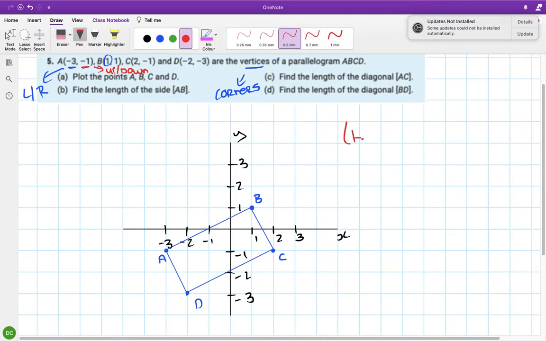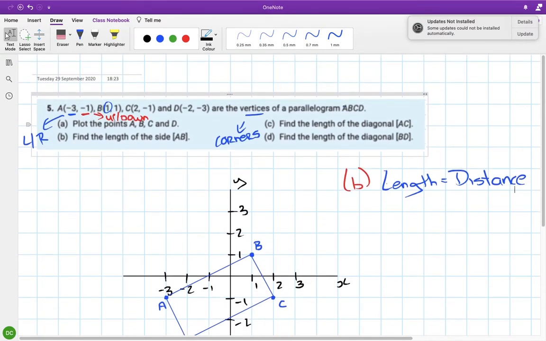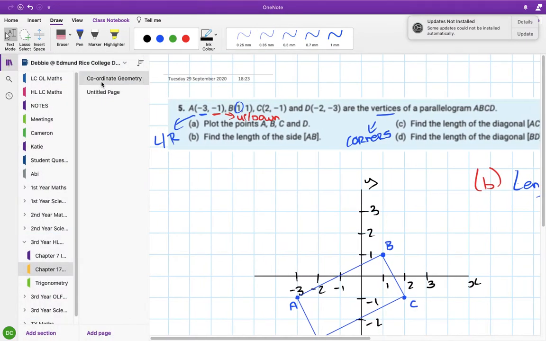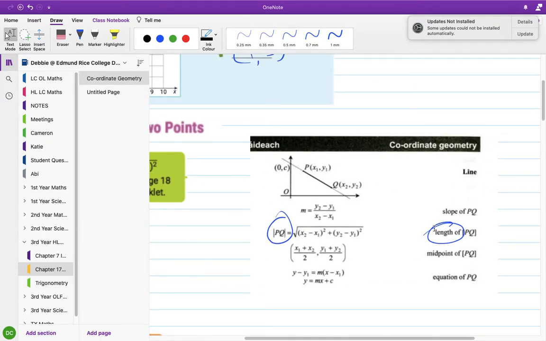So find the length of AB. So length, remember, is the same as distance. So I would go to my formula and tables book. Oh, it's on the other document, sorry. So I go to my formula and tables book, which I snipped. Here it is here. I look at the length formula and I'm going to copy this down.